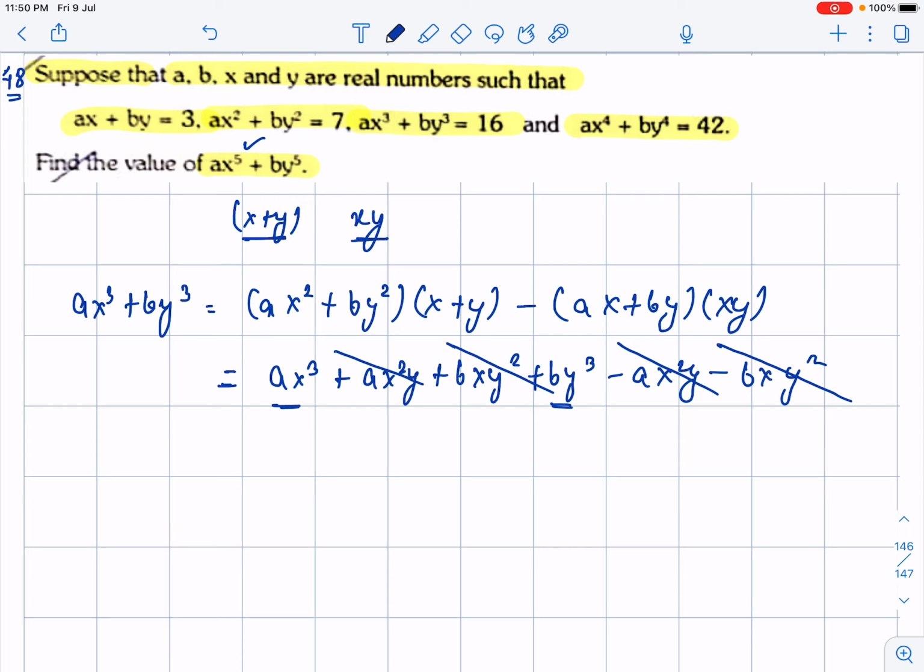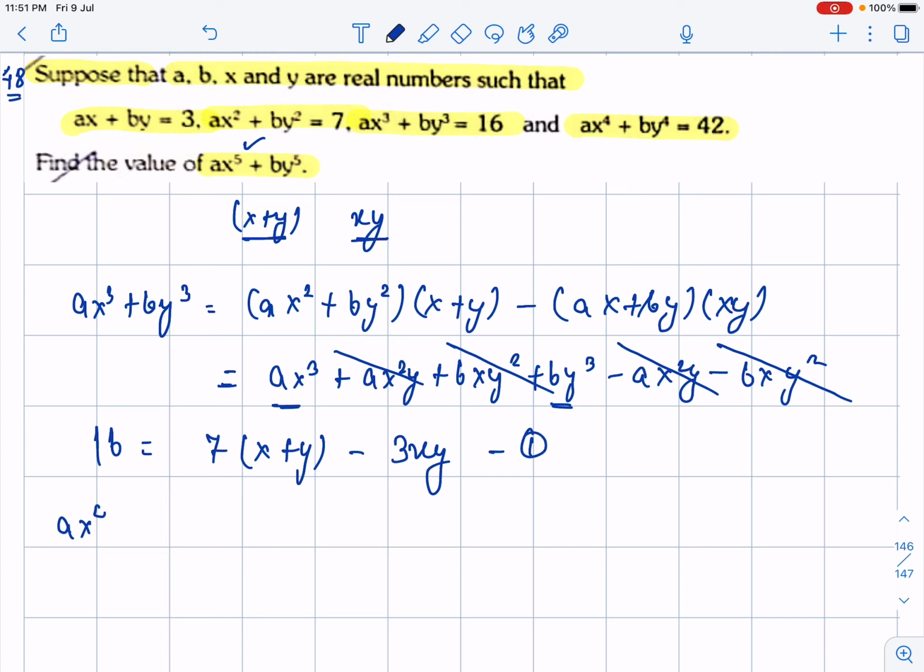So we know the value of ax cube plus by cube, that is 16, and we know the value of ax square plus by square, that is 7 multiplied by x plus y. We know the value of ax plus by, that is 3, minus 3 multiplied by xy. Let it be the first equation.